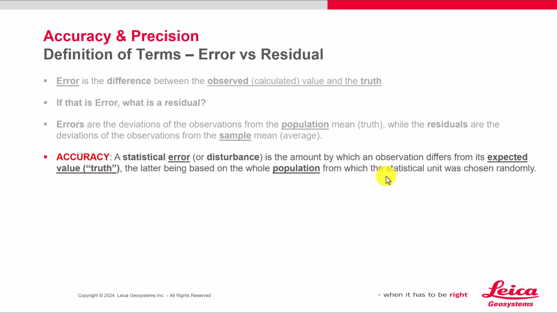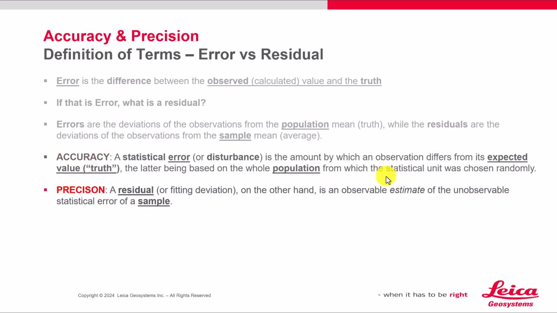An accuracy is a statistical error or disturbance in the amount by which an observation differs from its expected value or truth, and the latter being based on the whole population from which the standard unit was chosen randomly. And precision is a residual or fitting deviation, on the other hand, is an observable estimate of the unobservable statistical error of a sample.